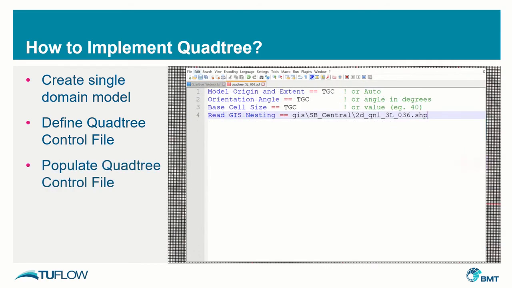Let's look at that file now. There are 4 commands which you need to be aware of. Of these, the top 3 can actually simply be used to pull information from the TUFLOW geometry control file by assigning a variable acronym of TGC. Alternatively, you could overwrite those values if you wished. So that's for the model origin and extent, orientation angle, and base cell size. The 4th command listed there, reGIS nesting, is a spatial dataset where we'll define the location of our nesting as well as the level of nesting which we would like to apply.